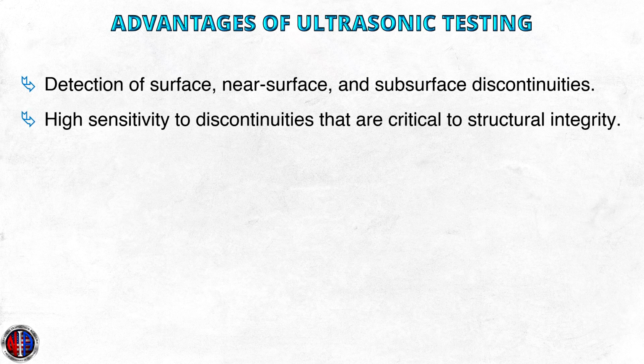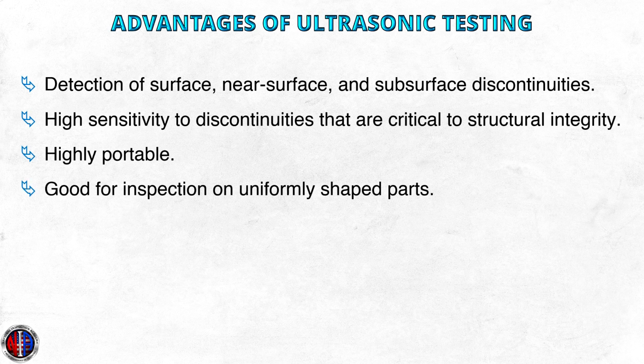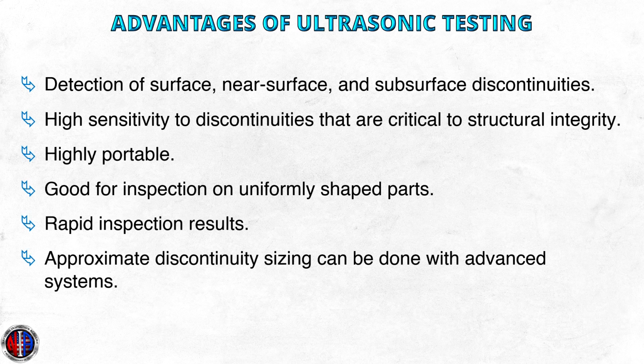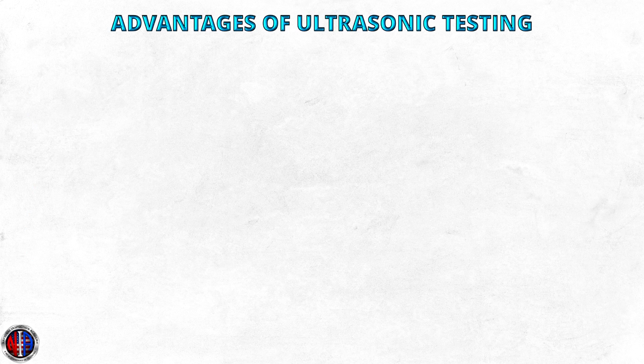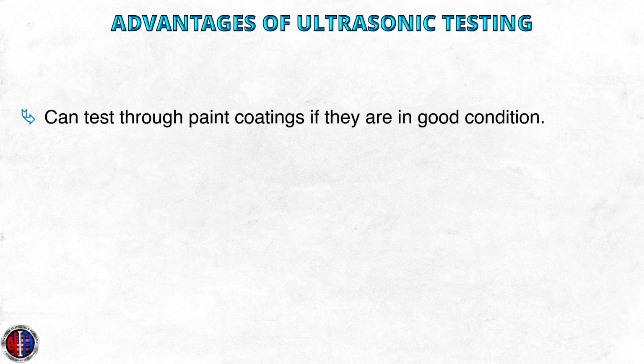Ultrasonic testing is highly sensitive to discontinuities that are critical to structural integrity. It's highly portable. It's good for inspection of uniformly shaped parts. You obtain rapid inspection results. The approximate discontinuity size can be determined with advanced systems. You can test through paint coatings if they're in good condition.